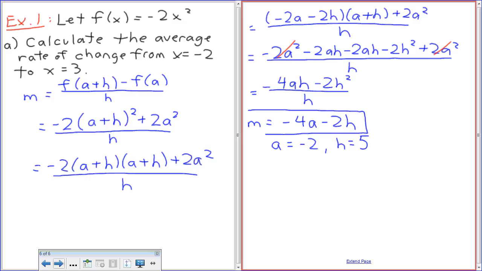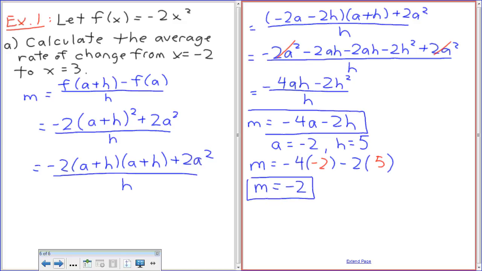So your slope is going to be -4 times -2, minus 2 times 5, which is -2. You confirm that for me? Yes, so that's your starting value, right? That's the point that we began with, and then if you add 5, you get 3.